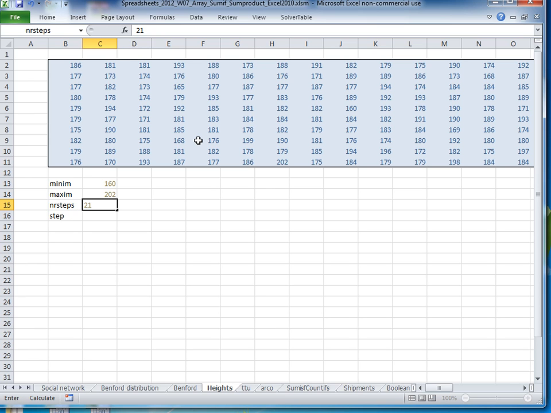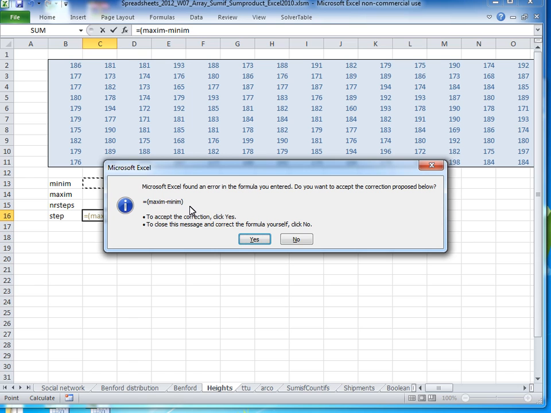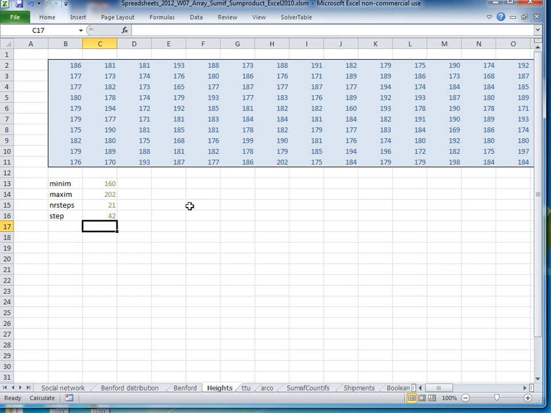So we are going to write down a formula, equals, and we at first need to calculate the length between the tallest and the shortest person. So we write equals max minus min and press enter, and here it is. It's 42 centimeters. This is the length of our observation, and now we just divide it by this number of steps, and we get that one step has the length of 2 centimeters.